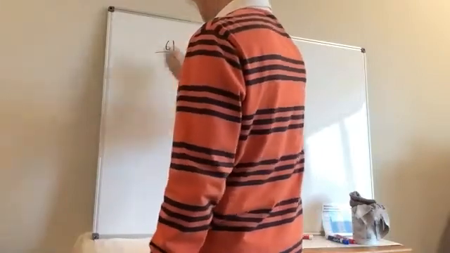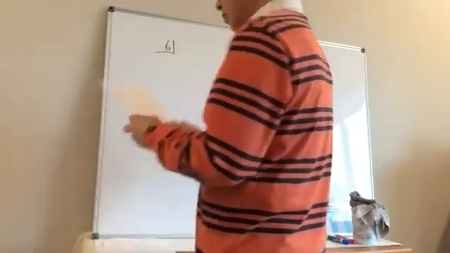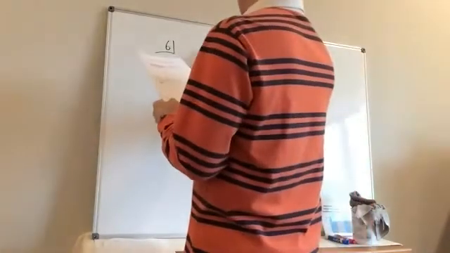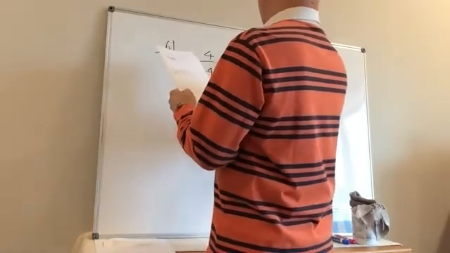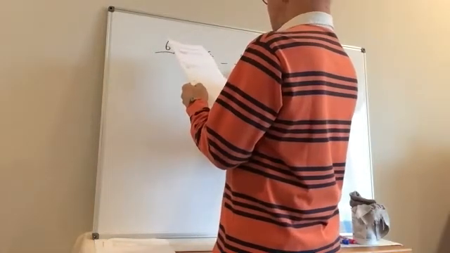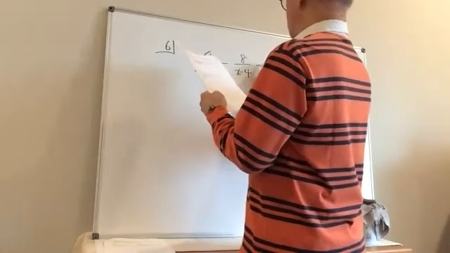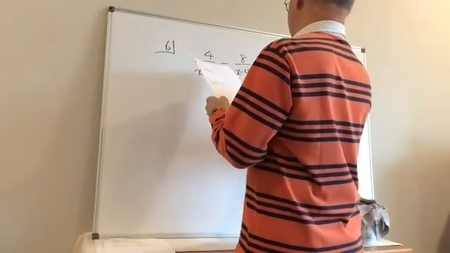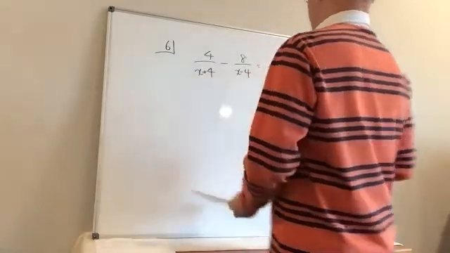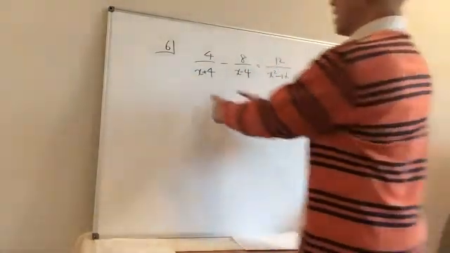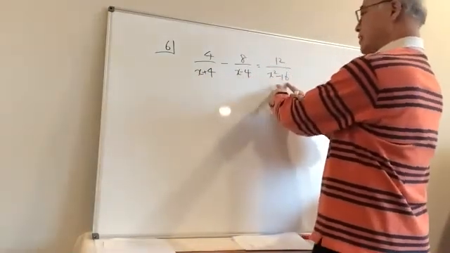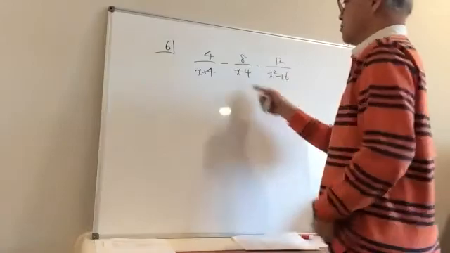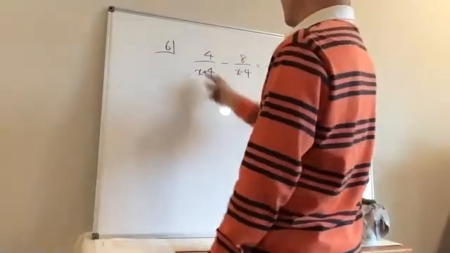All right, number 6. We're going to have 4 over x plus 4 minus 8 over x minus 4 is equal to 12 over x squared minus 16. As you can see, x plus 4 times x minus 4 is equal to x squared minus 16. So we can go ahead and combine the denominators here.